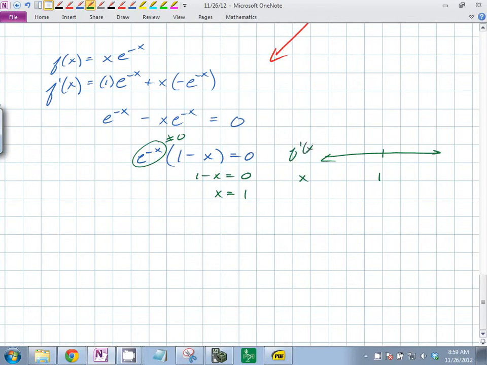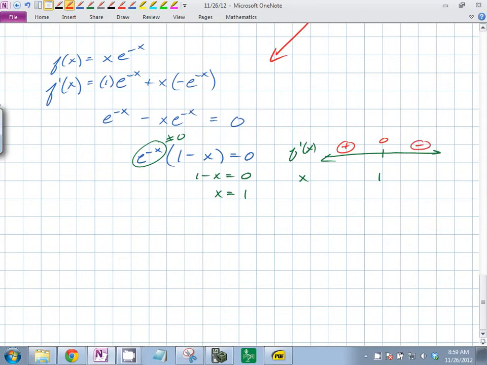What's f prime when x is equal to 1? You just figured it out. 0. So you want to know what the derivative is to the left and to the right. To the left of it, what is it? You already did this, so you should know. It's positive. And what is it to the right? It's negative over here, yeah.